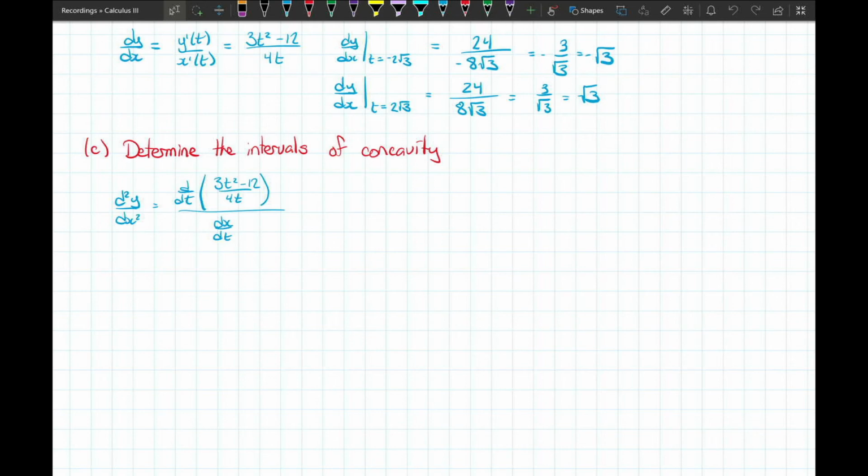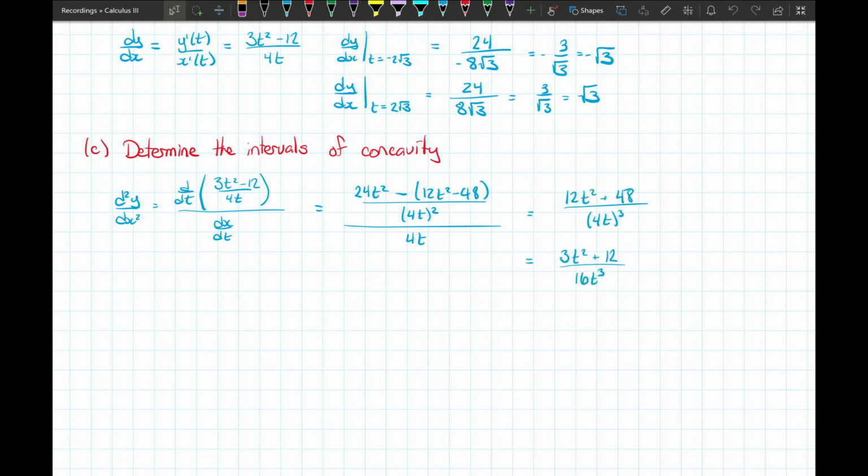So we're going to need to take that first derivative, (3t squared minus 12) over 4t, differentiate that with respect to time, and then divide by 4t. Of course, we're going to need to use the quotient rule here, or if you choose, you can simplify (3t squared minus 12) over 4t into two separate fractions. In either case, by simplifying, we should get the second derivative. And our second derivative simplifies to (3t squared plus 12) all over 16t cubed.